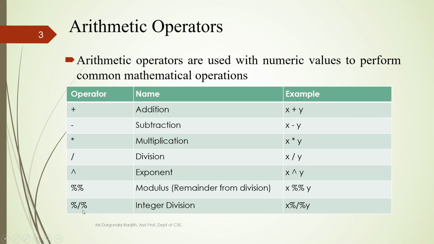And the next one is the integer division. This is an integer division value. Suppose you give 5 integer division 2, then you will get the value 2. Actually the normal value is 2.5, but here it is going to give the output in the form of an integer value. So these are the arithmetic operators.